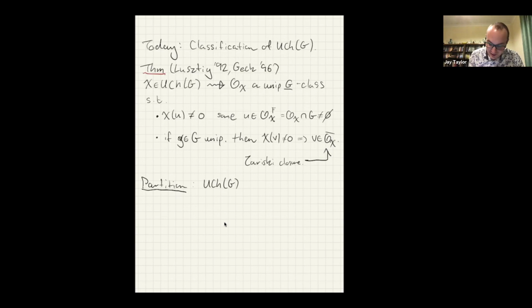Yes, you're right that I should say that if g is in G, and chi of g is non-zero. Yes, you're right, sorry, thank you. I should replace it, and say it like this. Okay.